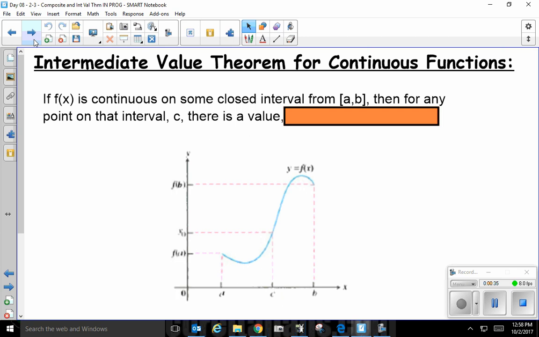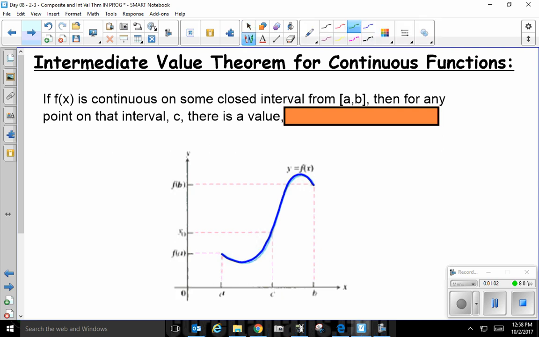Sounds all fancy and crazy, but give it a chance. If f of x, okay, we have a function here, and here's a graph of f of x. Goes like this, goes like this, goes like this. Okay? So just pay attention as I explain this. If f of x is continuous, I can draw that without lifting up my pencil. That's continuous on some closed interval from point A to point B.